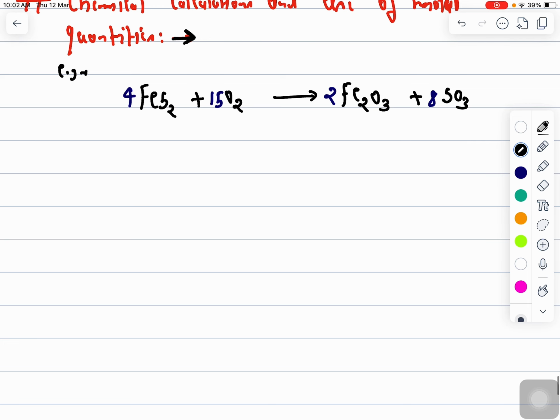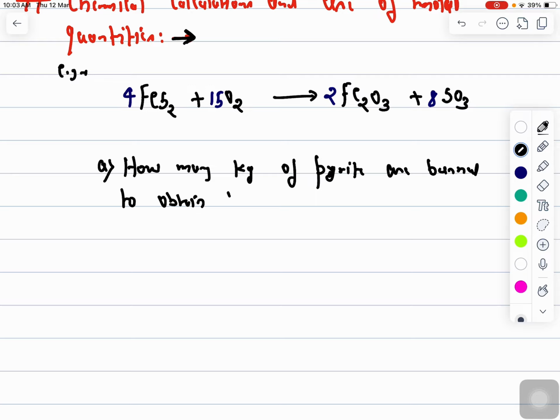Whenever you see any chemical reaction, first try to balance that. Now here I am asking: how many kilograms of pyrite are burned to obtain 100 kg of sulfur trioxide? This is a very simple question, but again, as a chemical engineer, let's say if you are working in the iron industry, then you'll have to deal with all of these kinds of reactions as well. So the important thing here is that you have to see the reaction first.